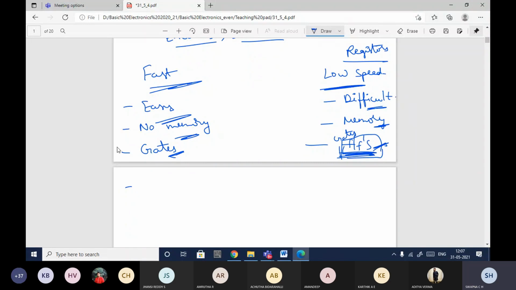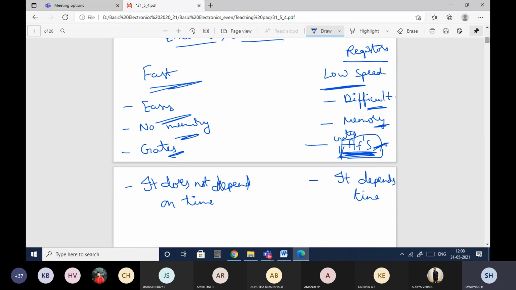And it doesn't depend on time. It does not depend on time or timing pulses, whereas here it depends on time. How it is depending, we'll see later. Okay, but it is depending on time. So these are some of the major differences between combinational logic circuits and sequential logic circuits.